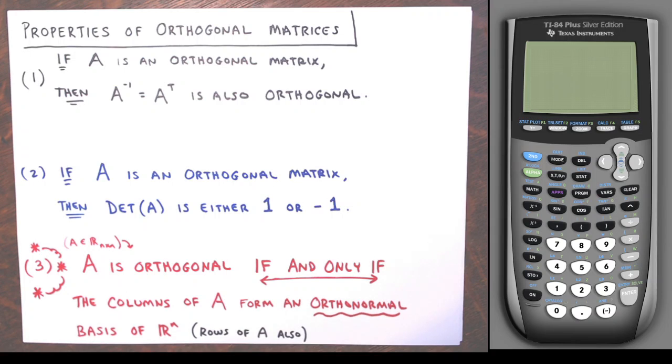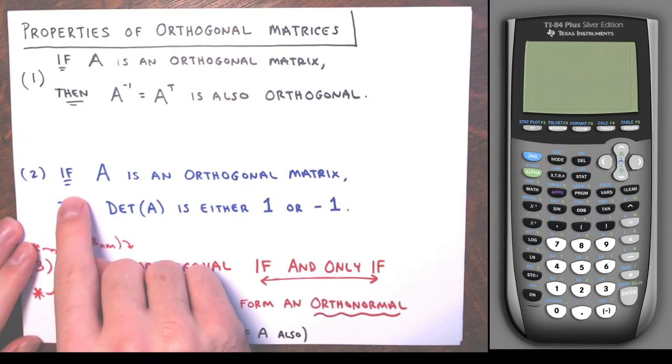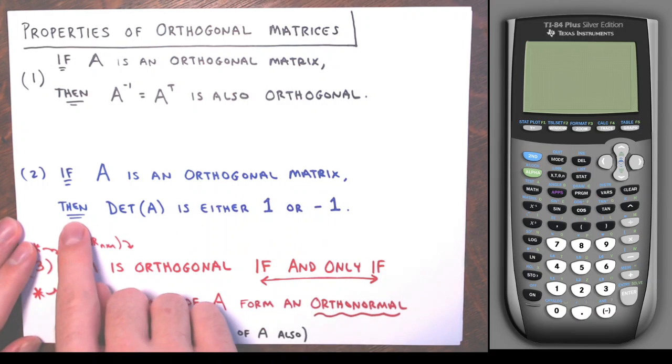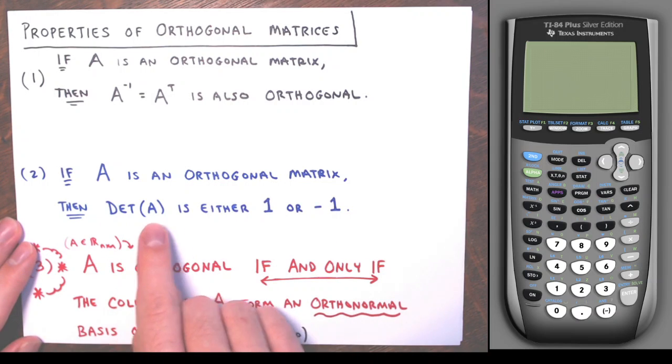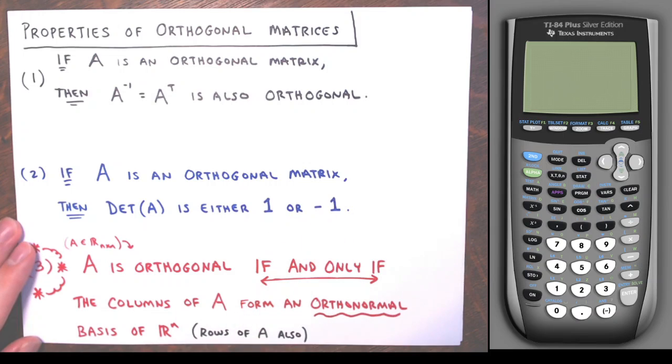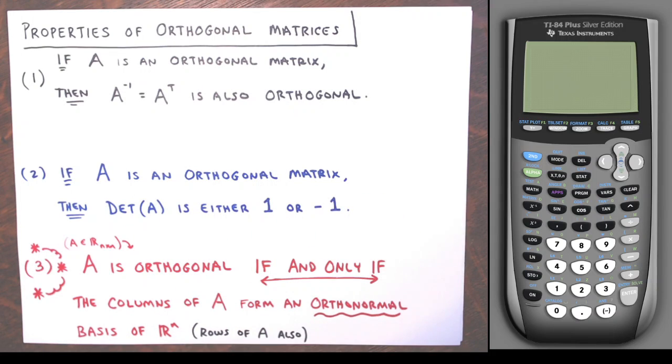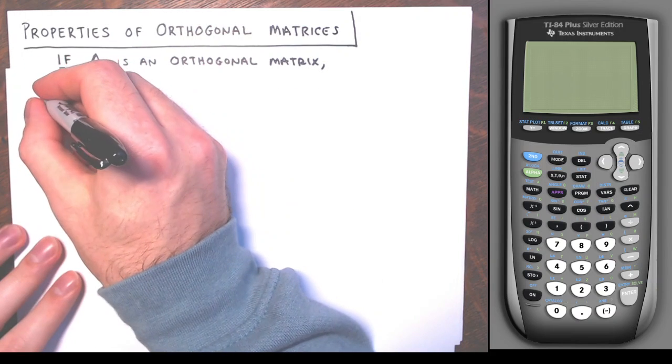Okay. Number 2. If A is an orthogonal matrix, then the determinant of A is either 1 or negative 1. So like I said, you have to be careful with this one. Just because a matrix has a determinant of 1 doesn't mean it's orthogonal. Alright, so let me show you here. Be careful.